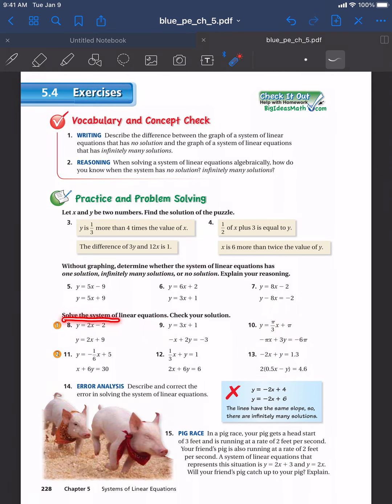It just says to solve the system of linear equations and then to check your solution. Don't worry so much about checking your solution. Checking your solution just means like after you've done it with either substitution or elimination, then go graph it and see. But I really don't care. I feel like you guys can just do substitution or elimination.